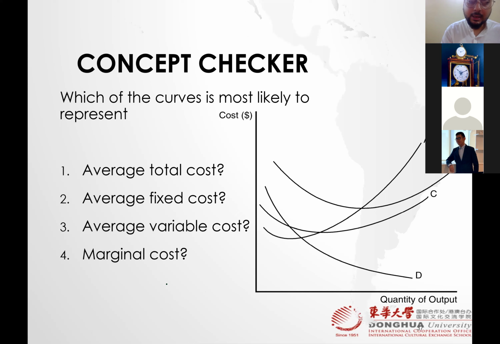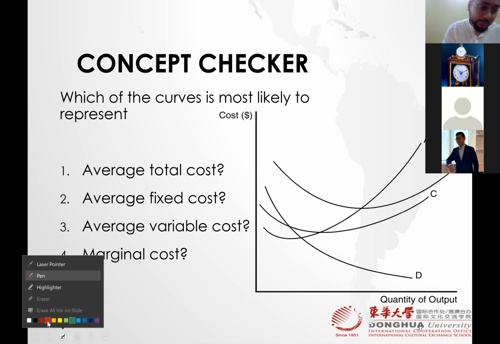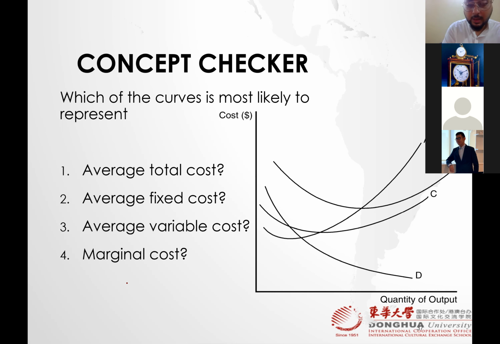So again, back to our question. That is, in this figure, which one is the average total cost? What are the characteristics of average total cost? It is a U-shaped curve, right? So here, can you find the U-shaped curve? It's either B or C, right? Exactly, B or C. It can be B or can be C.